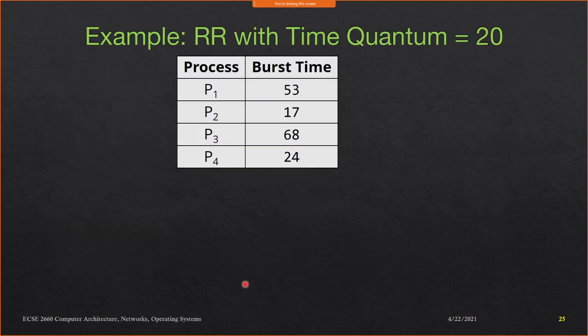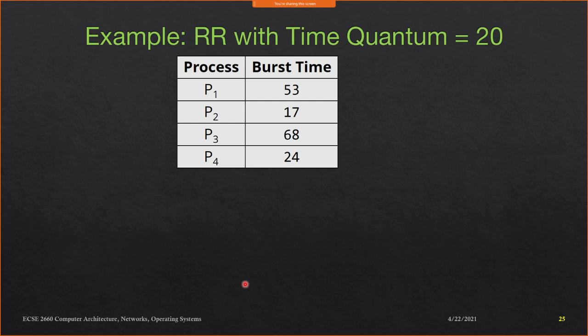Now let's work through a round robin scheduling algorithm. Here we are using a time quantum of 20, which is 20 time units. So the time slice, or time quantum, is 20 time units. We have 4 processes, P1, P2, P3, P4, and their burst times are 53 time units, 17 time units, 68 time units, and 24 time units.